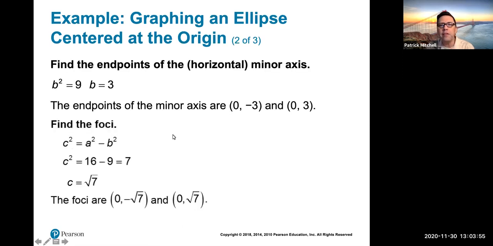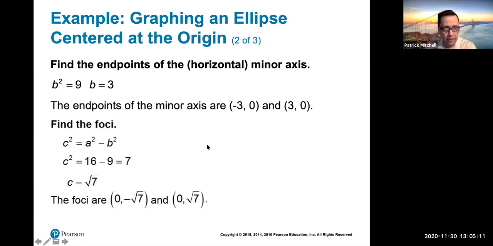All right, the endpoints of the minor axis, which in this case would be x-intercepts, are given by b squared equals 9, which means b equals 3. So the endpoints of the minor axis, hold on just one second. Okay, I just noticed a typo there. It was supposed to say the endpoints of the minor axis are (-3, 0) and (3, 0), because these are on the x-axis, so it would not have been what it said a moment ago.